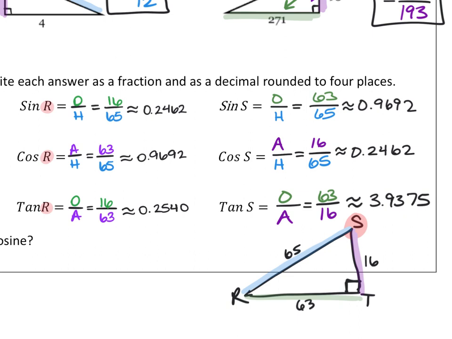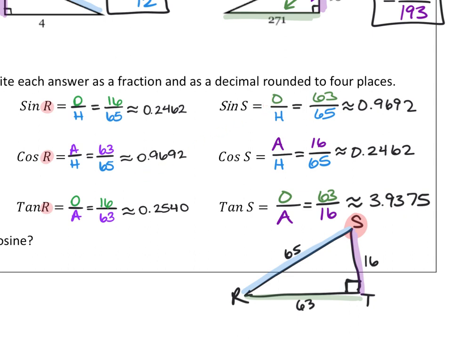They're kind of the same, right? Which ones are kind of the same? The first one on the left and the middle one. Yeah. So sine of R and cosine of S end up being the same number. What else is the same? Aren't these the same? Cosine of R and sine of S.